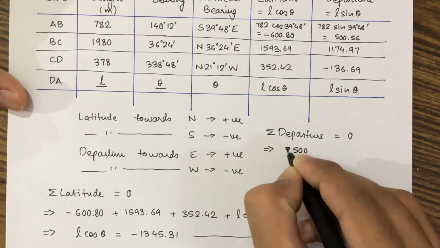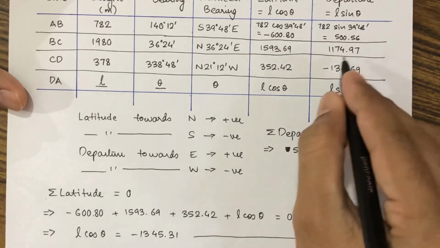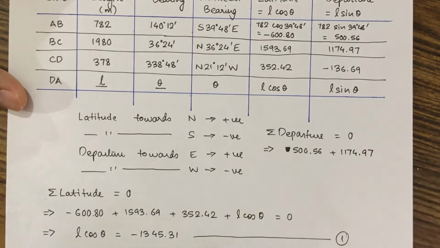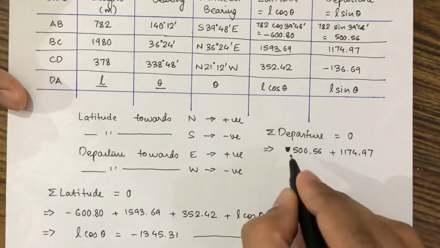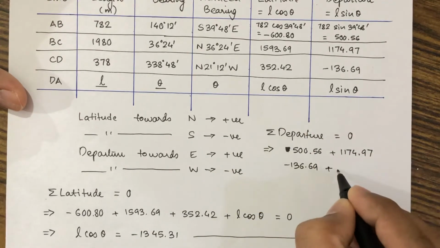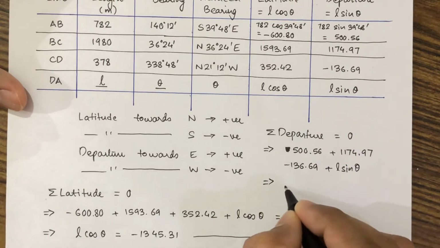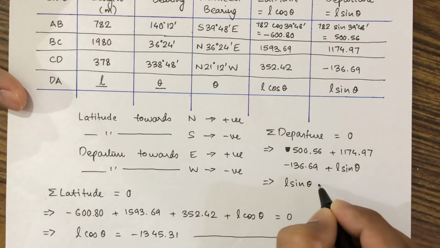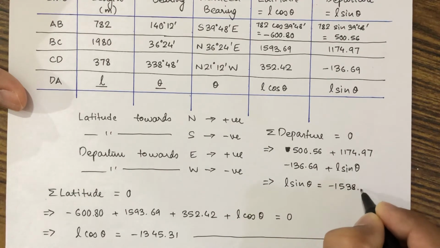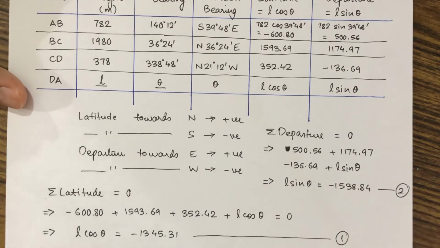500.56 plus 1174.97 minus 136.69 plus L sin theta. So here L sin theta comes out to minus 1538.84. Let us call this equation 2.